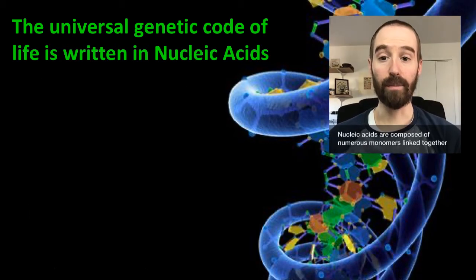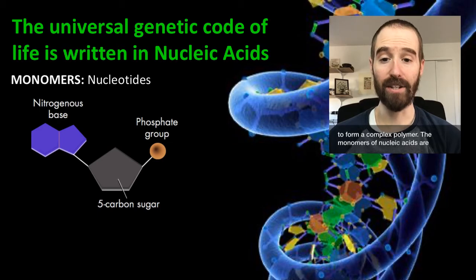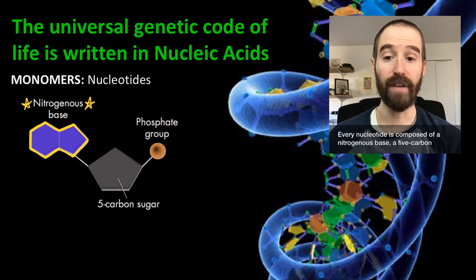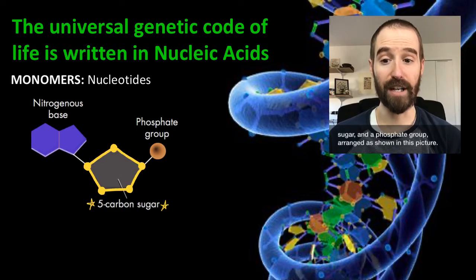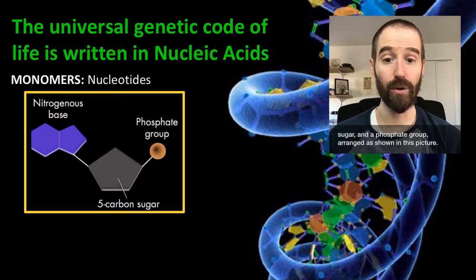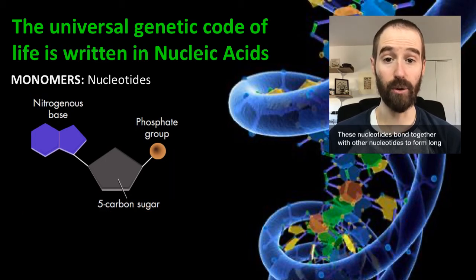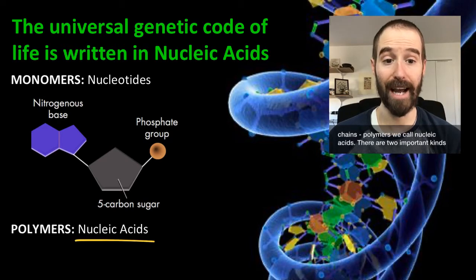Nucleic acids are composed of numerous monomers linked together to form a complex polymer. The monomers of a nucleic acid are molecules called nucleotides, and all nucleotides are fundamentally similar. Every nucleotide is composed of a nitrogenous base, a 5-carbon sugar, and a phosphate group, arranged as shown in this picture. These nucleotides bond together with other nucleotides to form long chains, polymers we call nucleic acids.